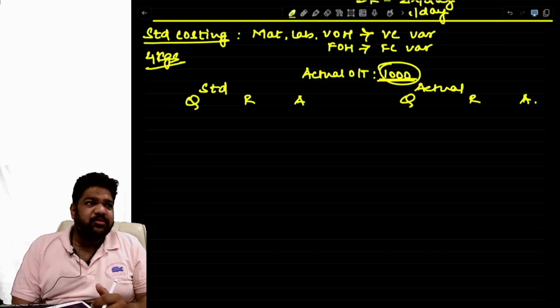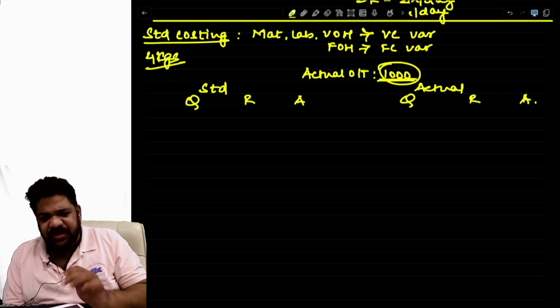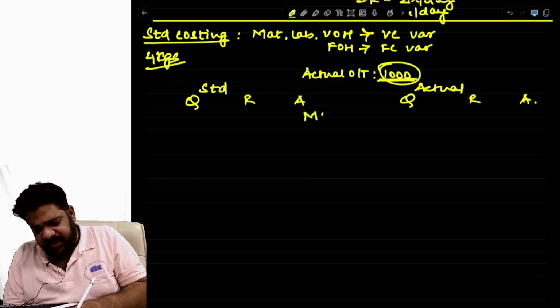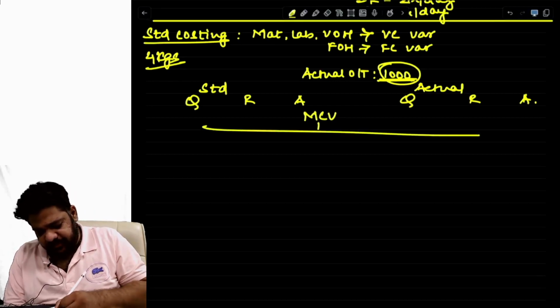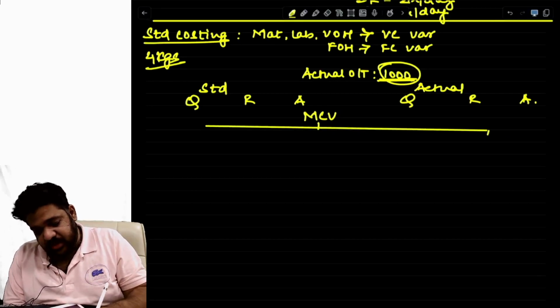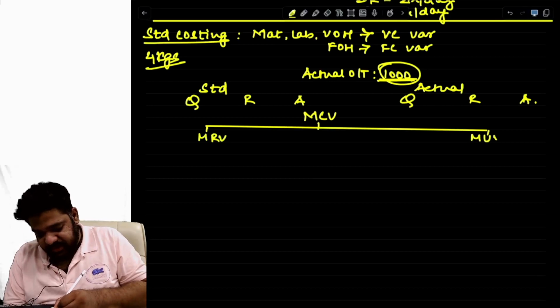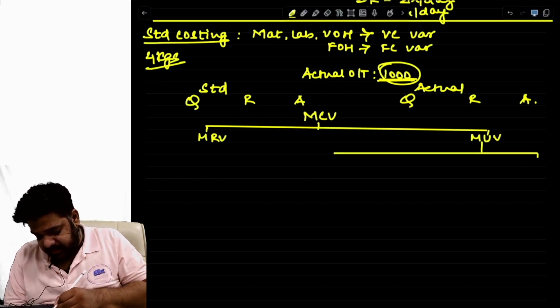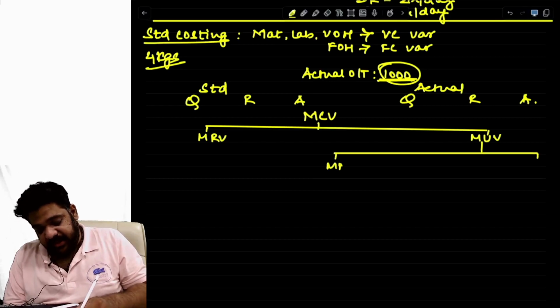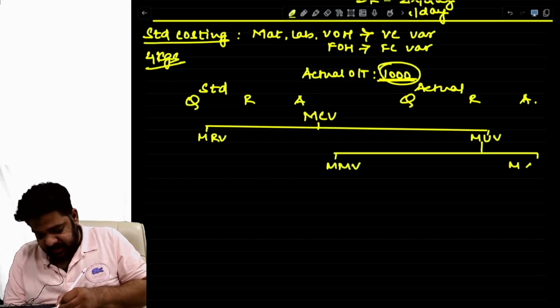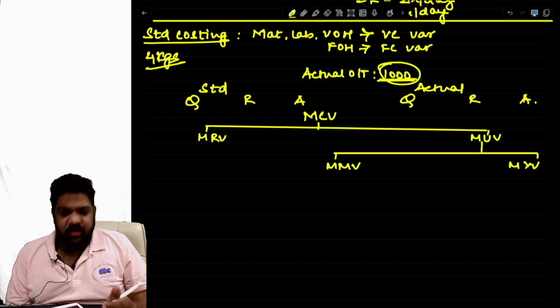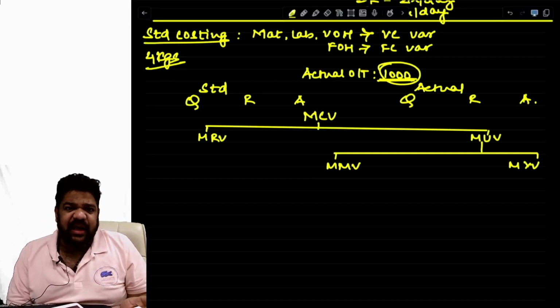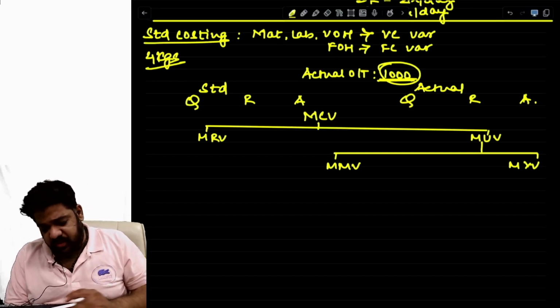Now, when it comes to solving the variances, they're pretty much the same. You have the material cost variance split up between material rate variance and material usage variance. The usage variance is further split up between material mix variance and material yield variance. Okay, so that's the entire run-up of things that you have.